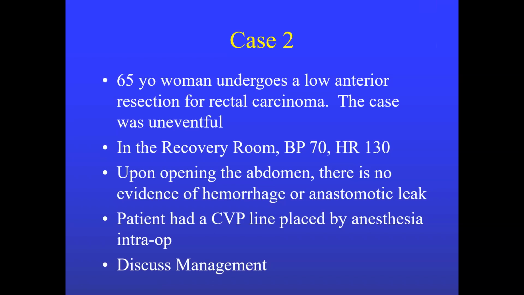In the recovery room, the blood pressure is 170 systolic, and the heart rate is 130. So we followed the advice of the 2 previous speakers, and we went back to the operating room and opened the abdomen, and there was no evidence of hemorrhage or anastomotic leak, and I couldn't figure out what the problem was. So what I did is I did a proximal diverting colostomy because I was worried about the integrity of the anastomosis because she was in shock. Closed her up, and she's back in the recovery room, still in shock.